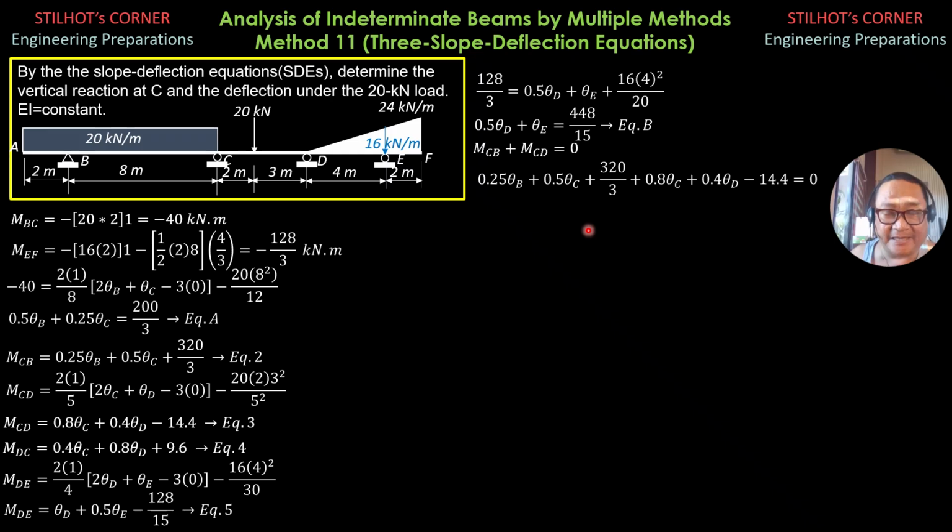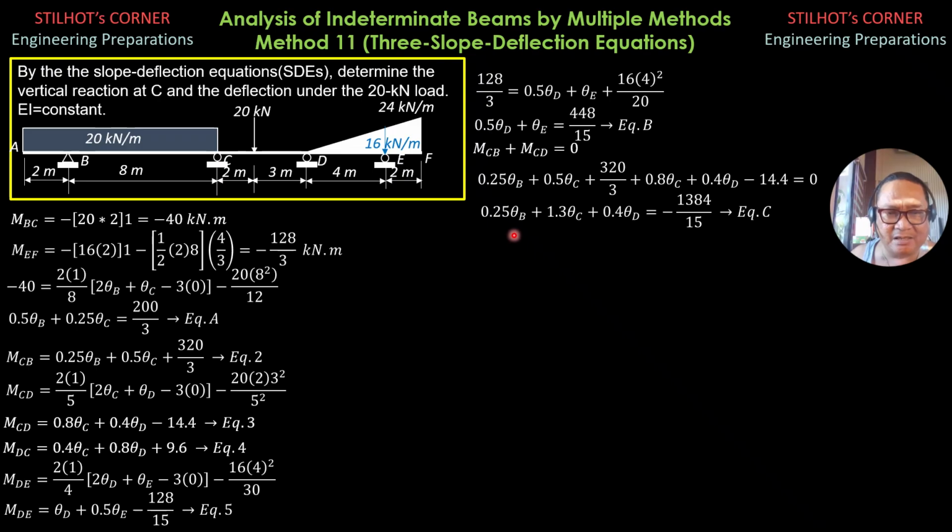Combining and simplifying, we have 0.25 theta B plus 1.3 theta C plus 0.4 theta D equals negative 1384 over 15. Call that equation C. Then at D, MDC plus MDE equals 0, you add equations 4 and 5 equate to 0. Then this will be the result.